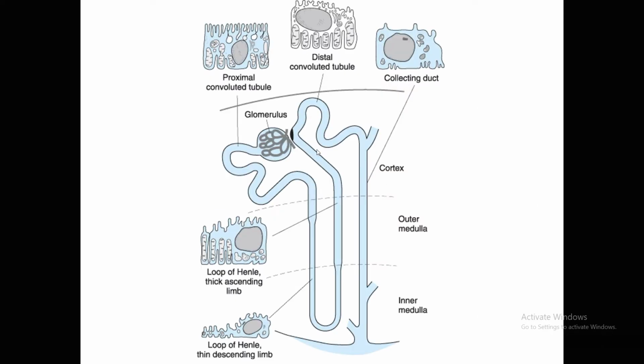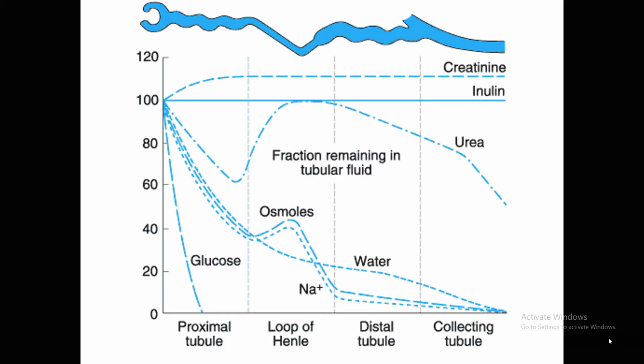The energy necessary for active transport is supplied by oxidative phosphorylation, thus the mitochondria are abundant in the tubular cells, as illustrated in this picture. This slide illustrates the quantitative changes of different substances along the nephron. After being filtered, the percentage is shown here.